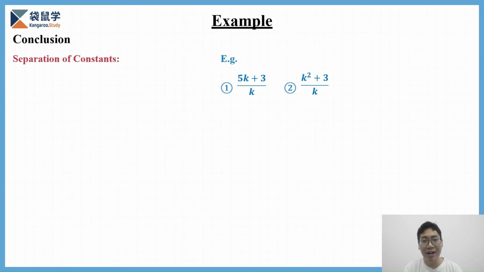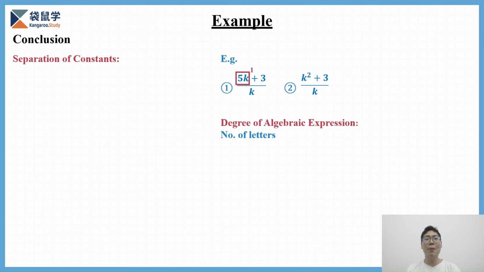But before we look at the criteria, let's first look at a new learning point which is called the degree of algebraic expressions. This is basically the number of letters in each expression. So for the numerators of our first example, what is the degree of 5k? Yes, it is 1. How about k? It is also 1. How about k squared? Yes, it is 2 because k is squared. How about k? Yes, it is 1. So from here we can observe and conclude that in order for us to utilize separation of constants on fractions, the degree of the numerators should be higher than or equal to the degree of the denominators.